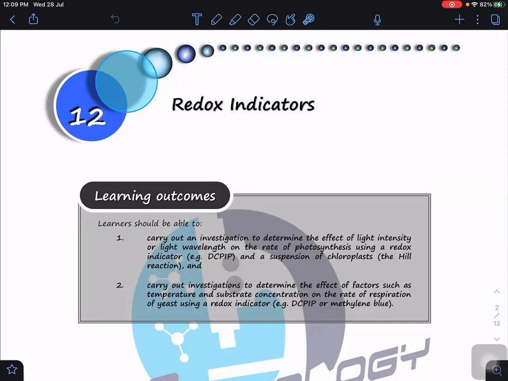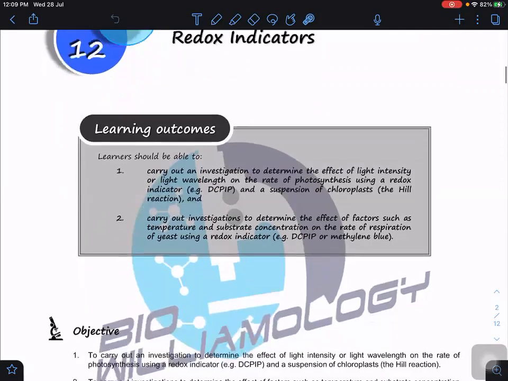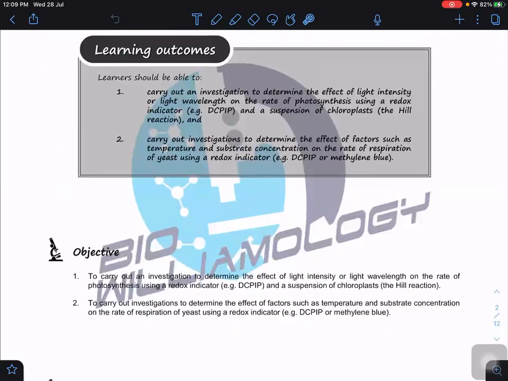So let us look at the learning outcome for today's lesson. First of all, we need to know how to carry out an investigation to determine the effect of light intensity or light wavelength. We can use two different approaches: either we keep the light intensity constant and then we adjust the light wavelength. For example, the wavelength starts at 400, 420, 440, and so on until 700.